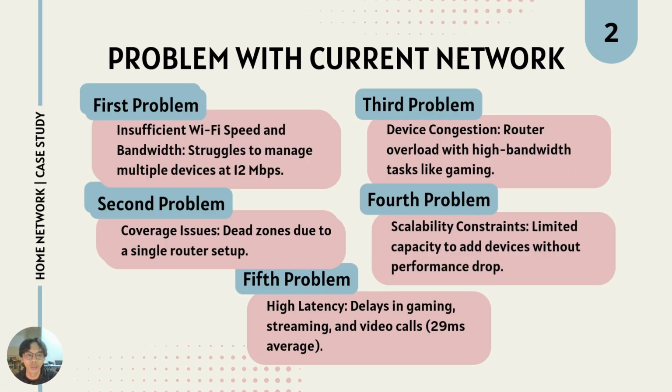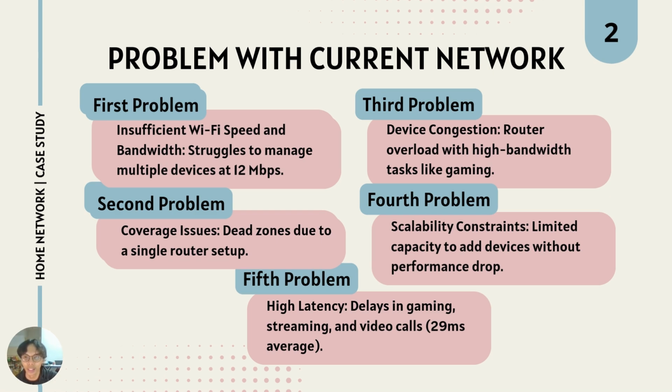So next, we're gonna look at the problem with the current network. So the first one is insufficient speed and bandwidth, which is only at 12 Mbps. It cannot handle multiple devices effectively. And the next one is coverage issues. A single router creates dead zones, especially in distant rooms. Next is device congestion. Overloads occur during high bandwidth activities like gaming.